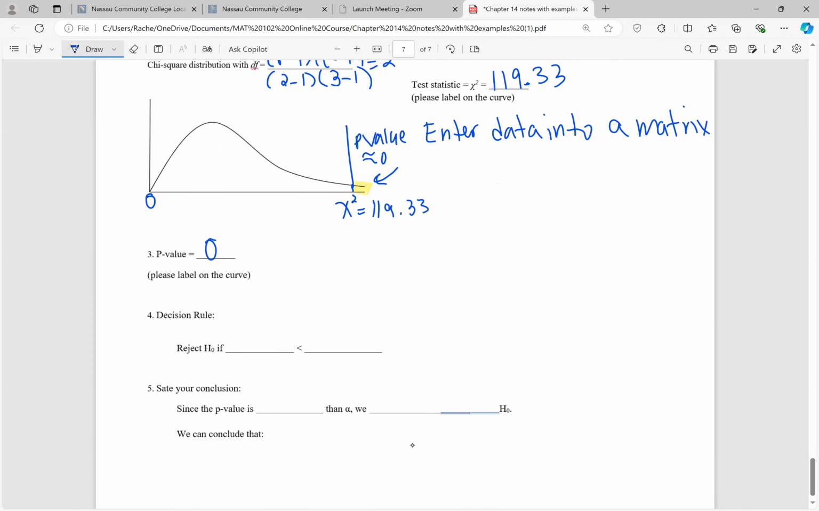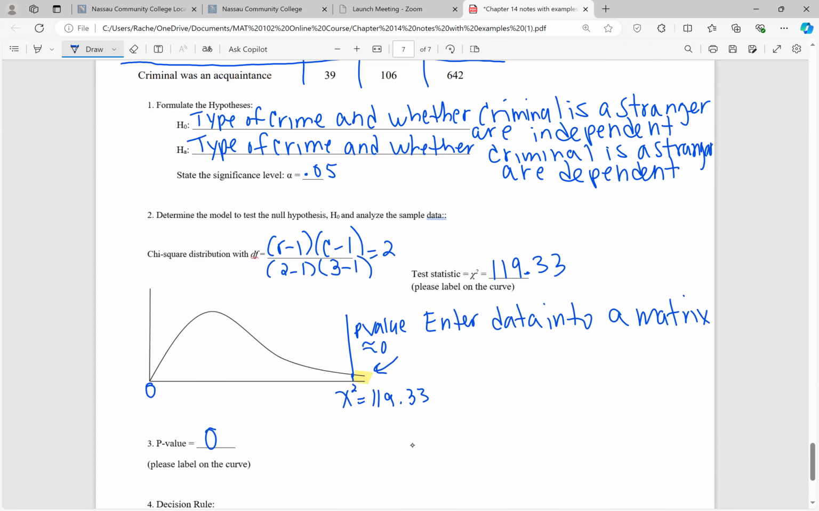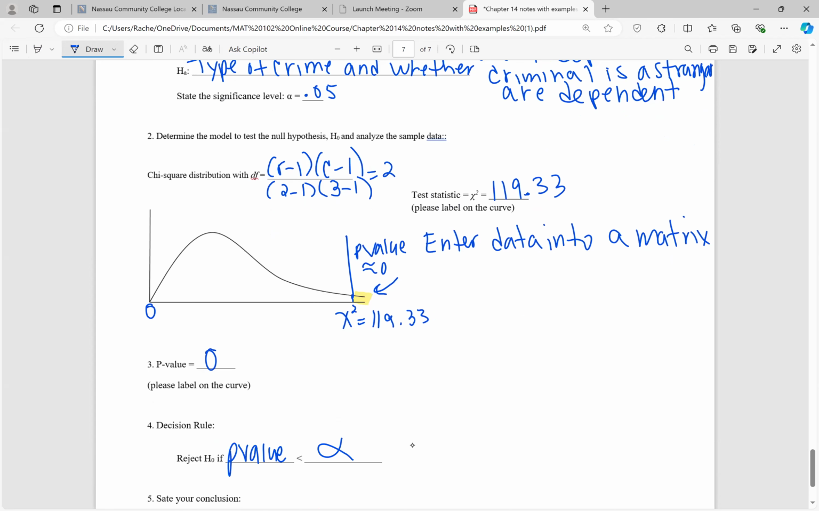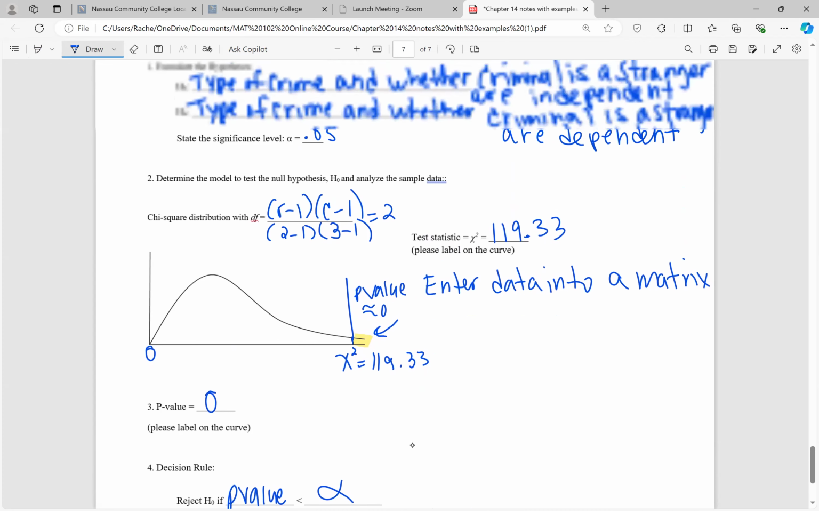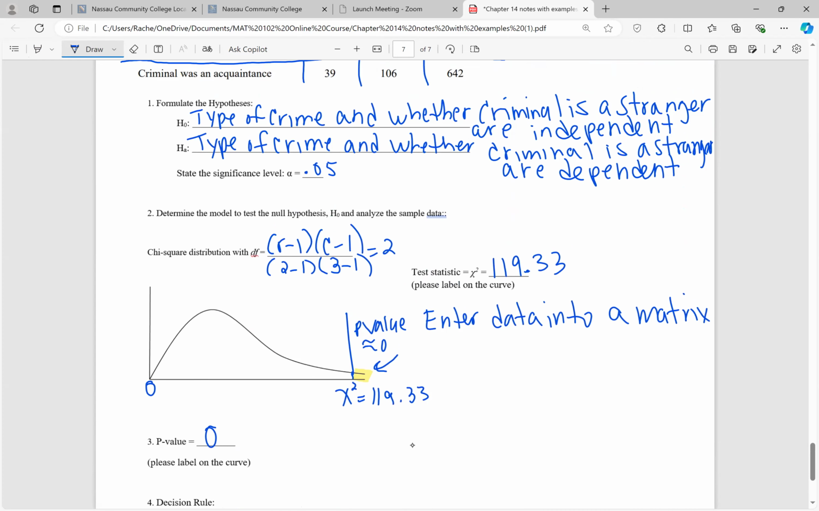So our decision rule is that we only reject the null hypothesis if our p-value is small enough, which is less than alpha, right? That's the rule. We only reject the null hypothesis if the p-value is less than alpha. My p-value is very tiny. It's approximately 0. And my significance level is 0.05. So 0 is less than 0.05. So since the p-value is less than alpha, we do reject the null hypothesis in favor of the alternative. And the alternative is that the type of crime and whether the criminal is a stranger are related.